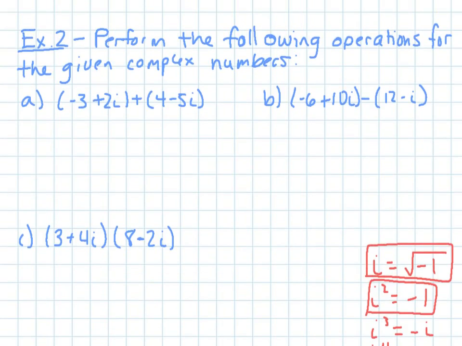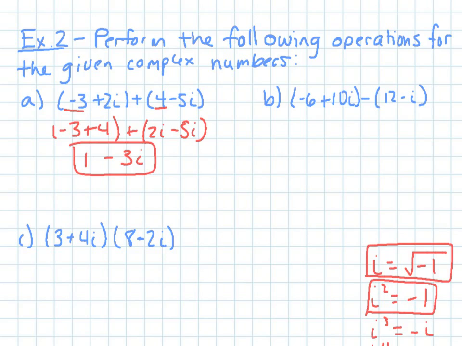So going back to letter A, I want to put like terms together. Negative 3 and 4 add together to get you a positive 1. And then 2i and negative 5i go together to get you negative 3i. So you get 1 minus 3i. Same thing with letter B, except I want to distribute my negative through. So then negative 6 plus a negative 12, and a 10i plus i will get me negative 18 plus 11i.